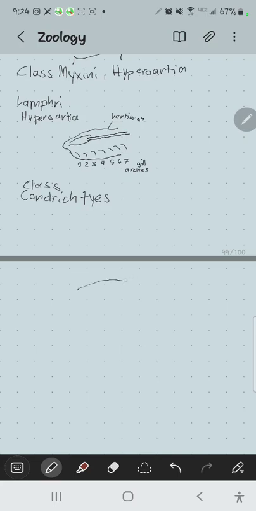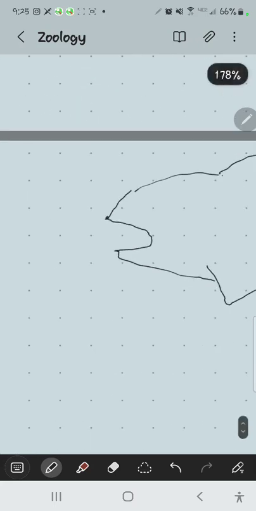Mandibular arch. So the mandibular arch is the mandible arch. And then right behind it is a support arch. It's called the hyoid arch.